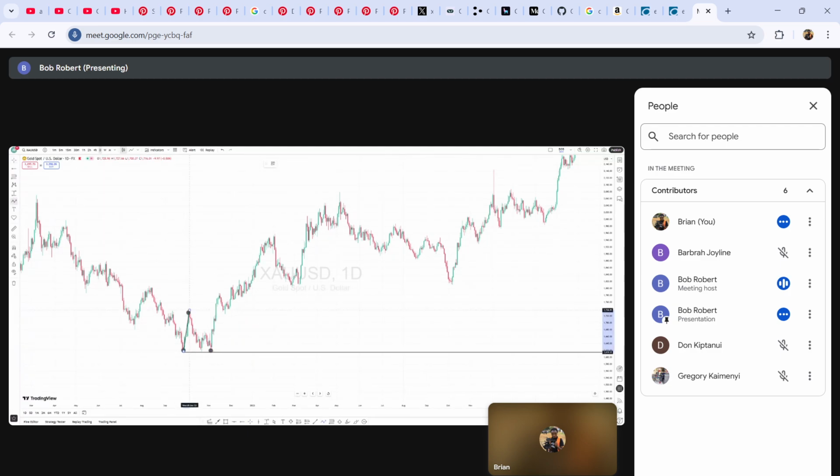Then we got a correction which went to the exact level where the impulse started, but it did not go below it. All right. So this part you also needed to highlight it.